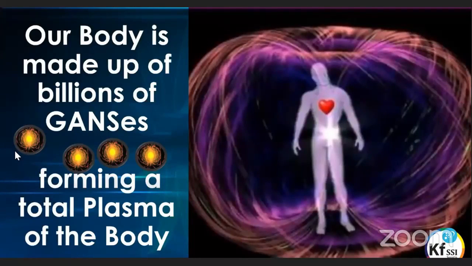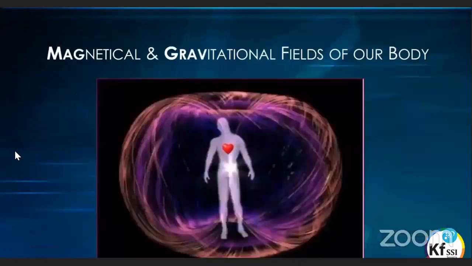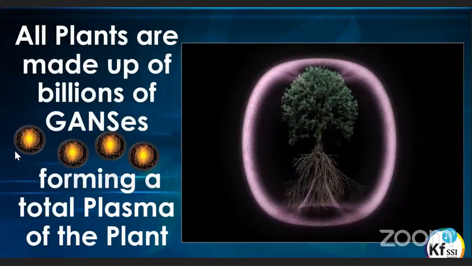And we learned in the health section early on today that our body is made of billions of GANs forming the total plasma of the body. So each of those little GANs has its own magnetical gravitational field, but together they create the body's magnetical and gravitational field.